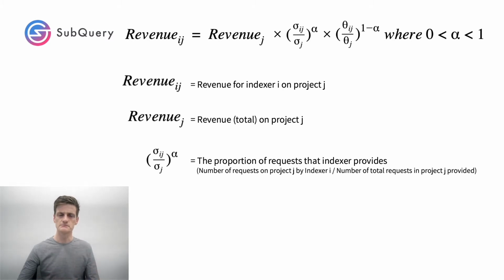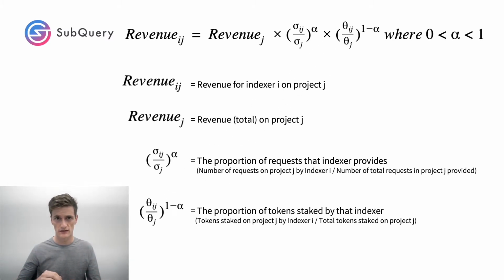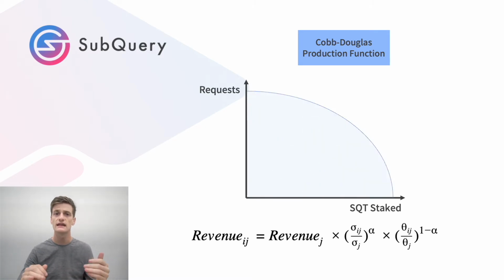And then it's multiplied by the proportion of the staked amount across that SubQuery project. So theta ij is the staked amount by indexer i for project j, and then theta j is the staked amount across project j. So essentially what it means is that we look at both the staked amount and the work done. The beauty of this equation in our view is that the rational indexer must maintain a level of both to be rewarded handsomely.